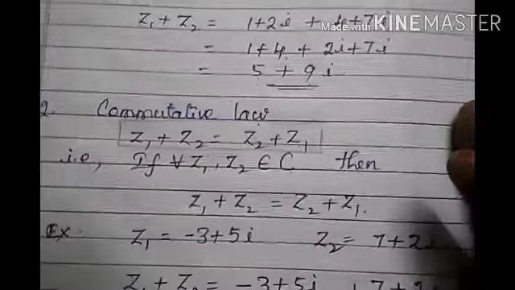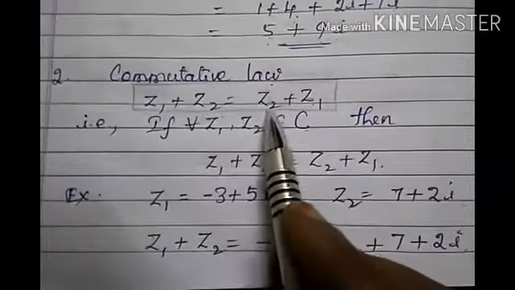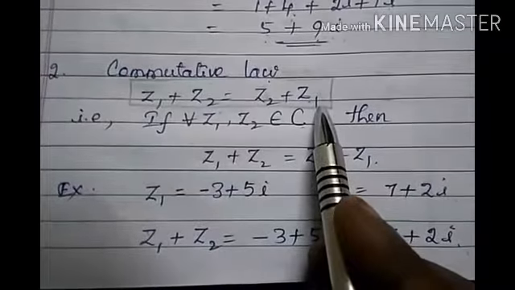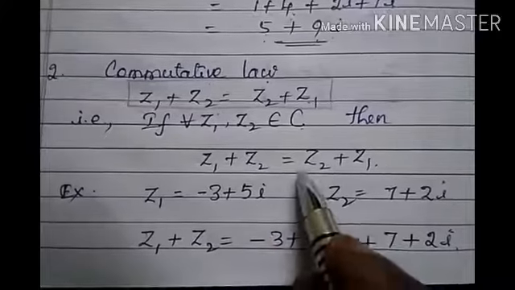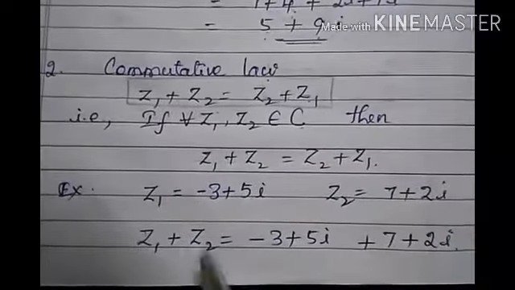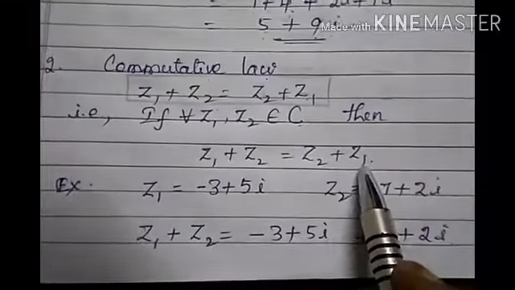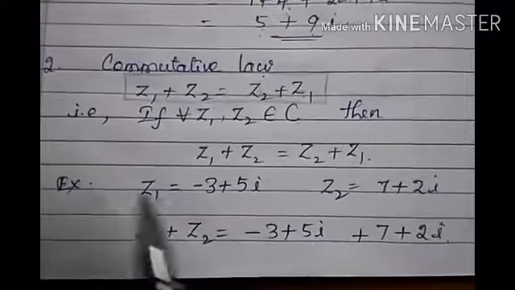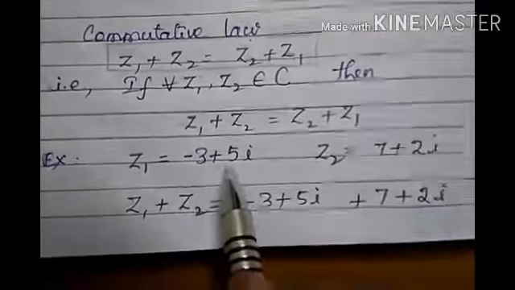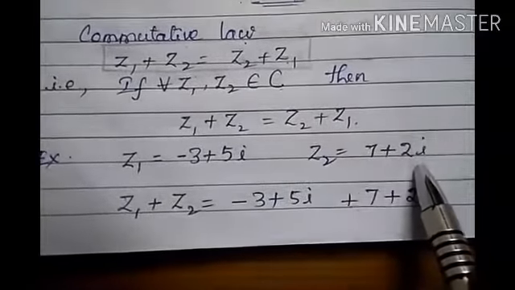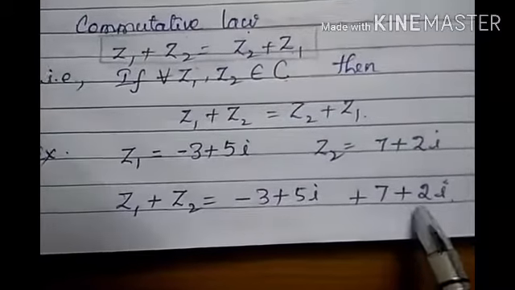The next one is commutative law. Z1 plus Z2 equal to Z2 plus Z1. That means for any two complex numbers, Z1 plus Z2 equal to Z2 plus Z1. If you interchange the order of the complex numbers, the result is same. Let us verify this by taking an example. Z1 equal to minus 3 plus 5i, Z2 equal to 7 plus 2i. Z1 plus Z2 equal to minus 3 plus 5i plus 7 plus 2i.